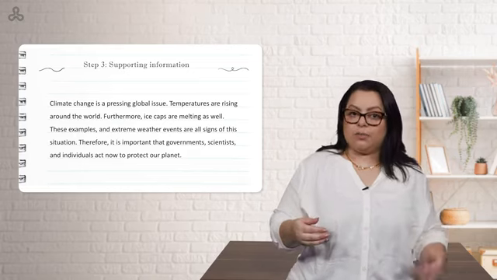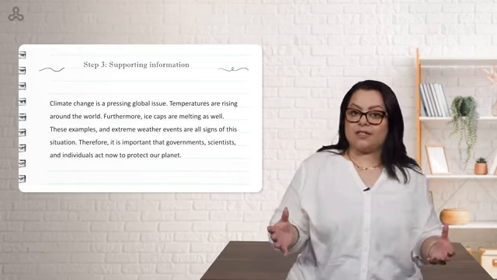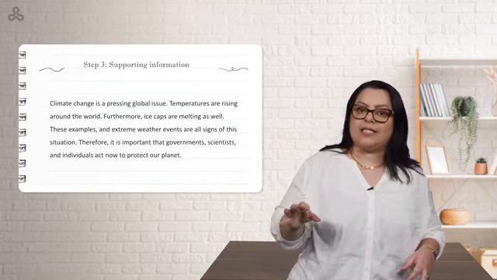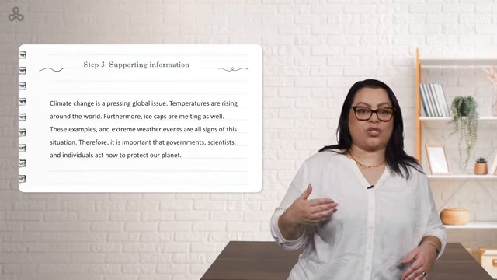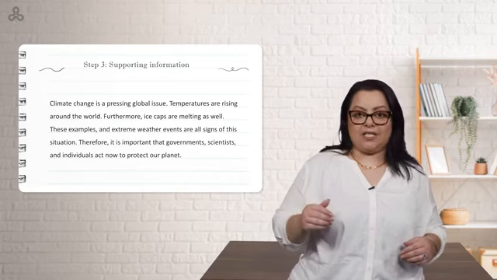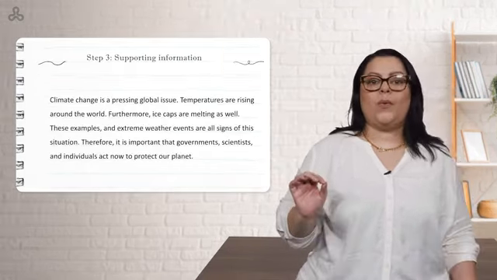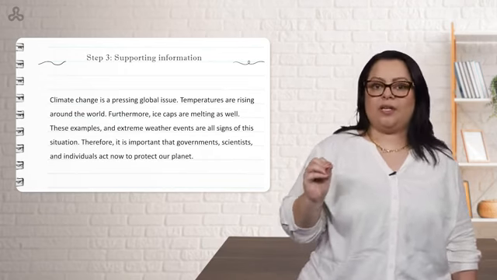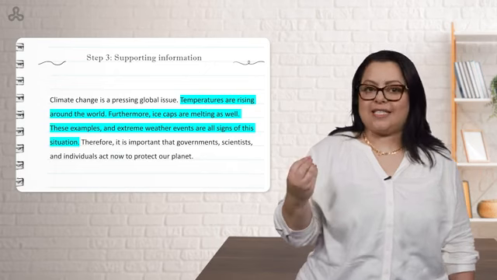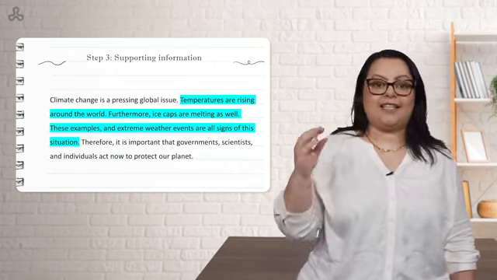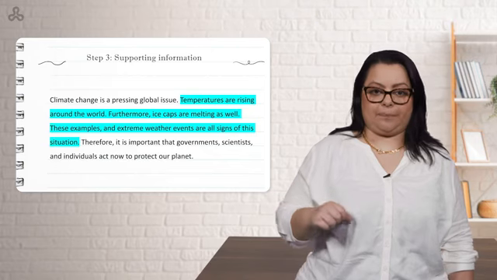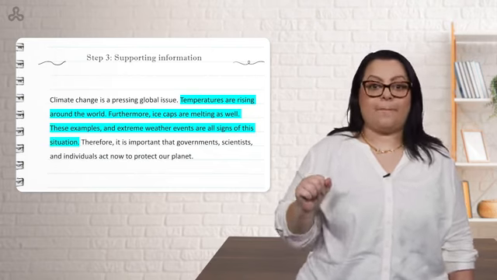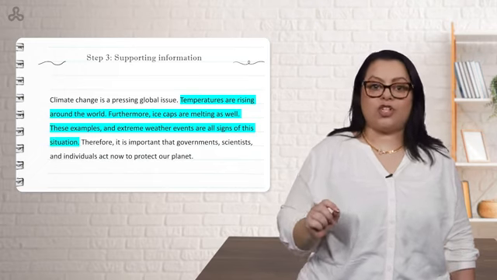Supporting information provides context and evidence to support the main idea. Look for sentences or phrases that explain, describe, or provide examples related to the main idea. What additional information or evidence does the author provide to support the main idea? Identify the sentences or phrases that add depth and clarity to the main idea. Do you see how the sentence about ice caps melting shows how climate change is critical?